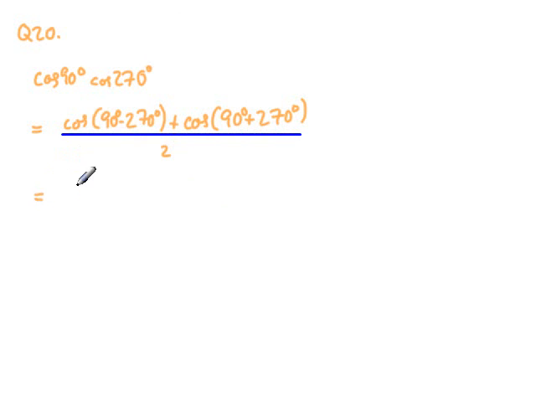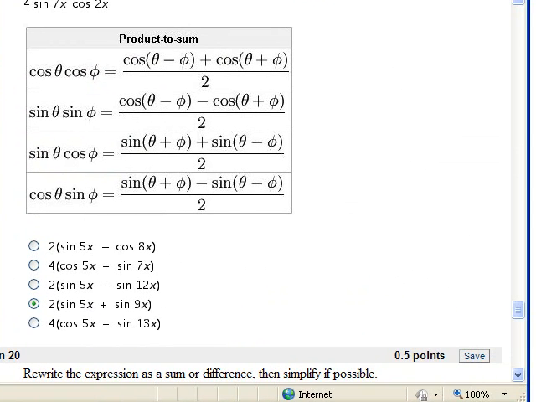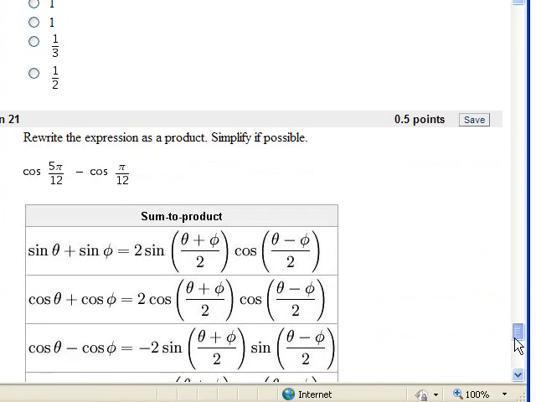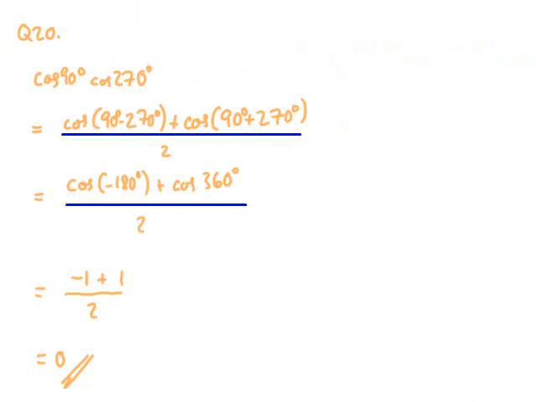and that equals then cosine of negative 180 degrees plus cosine of 360 degrees, over 2, equals negative 1 plus 1 divided by 2 equals 0. And the last problem, number 21, I'm supposed to figure this one out with a sum to product formula.